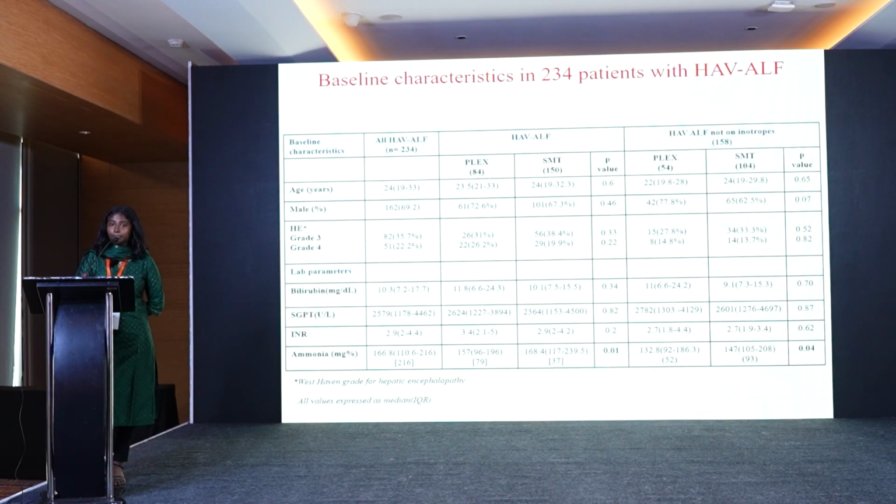This is the baseline characteristics of the 234 patients with hepatitis A-related ALF. The first column is overall, that is all the patients with HAV ALF, and the column on the left side are patients who are hemodynamically stable, not on inotropes. The baseline parameters were well matched between both the groups. We can see that bilirubin, enzymes, and INR were all matched between the groups. Ammonia, however, was higher in the group that underwent plasma exchange.